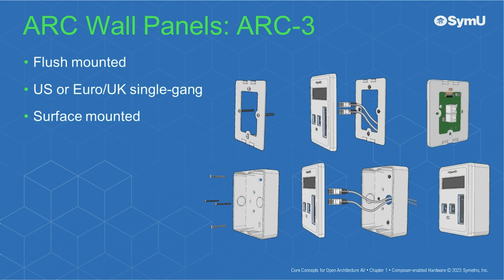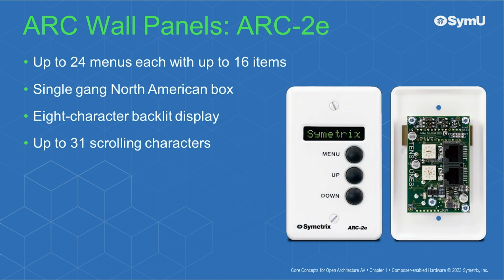ARC 3 may be flush-mounted in a US or Euro single-gang in-wall electrical box, or surface-mounted. ARC 2E displays up to 24 menus each with up to 16 items and mounts in a single-gang North American electrical box. The 8-character backlit display supports up to 31 scrolling characters.